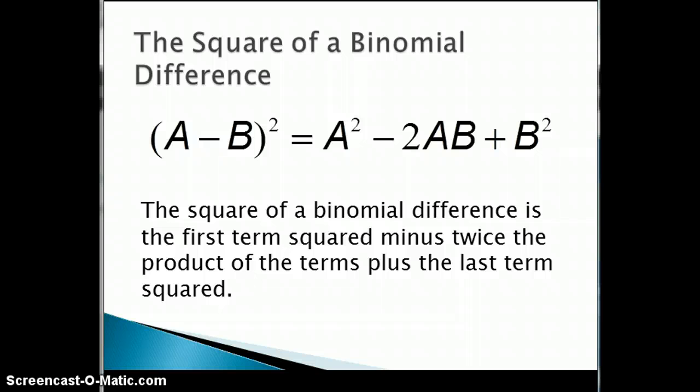Our last special product we're going to look at is the square of a binomial difference. So this looks very similar to the square of a binomial sum, except we have subtraction in our binomial that's being squared. And you'll notice on the other side the formula only differs by one sign. So everything's the same except the second term is negative instead of positive, like it was with the square of the binomial sum. So this says the square of a binomial difference is the first term squared minus twice the product of the terms plus the last term squared.